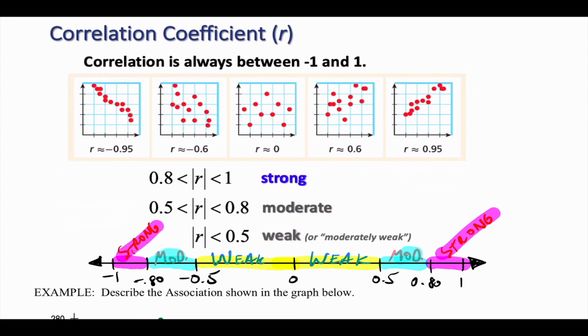Because you're going to calculate R, and they're going to ask you, what does that number tell you? So you have to say 3 things. What's the strength? Look at the number line. Is it weak, moderate, strong? What's the form? Always linear. What's the direction? Well, if it's over here, it's going to have a positive relationship. If it's over here, it's going to have a negative relationship. If it's at 0, it has no relationship.